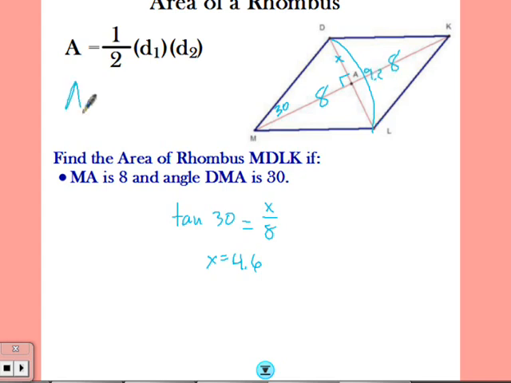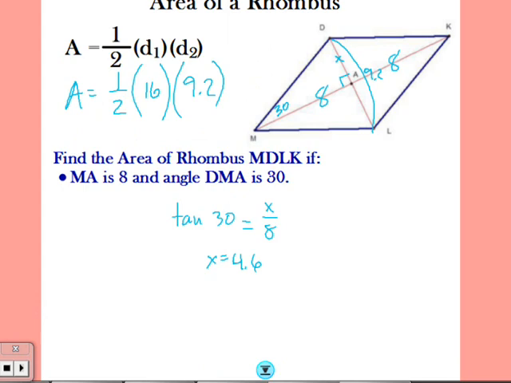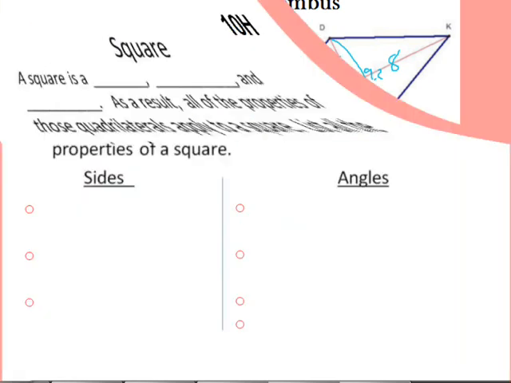So now my formula is A equals 1/2. Which one's diagonal 1 and which one's diagonal 2 doesn't matter. We'll say 16 and 9.2. So it's really just 8 times 9.2. And I get, well, I put 92, but I know that that's 73.6 is the area. So all of our right triangle stuff that we've learned is fair game, okay?